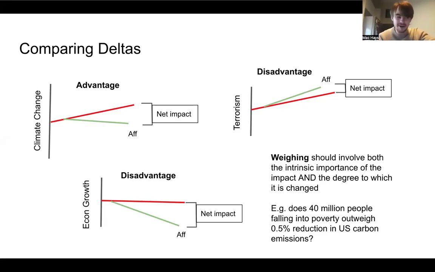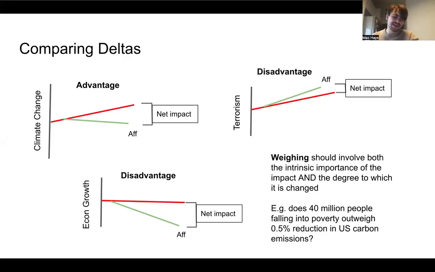Instead, we should be comparing the actual amount of change caused by the policy in terms of climate change against the actual amount of change caused by the policy in terms of the economy. So for example, does 40 million people falling into poverty outweigh a 0.5% reduction in US carbon emissions?